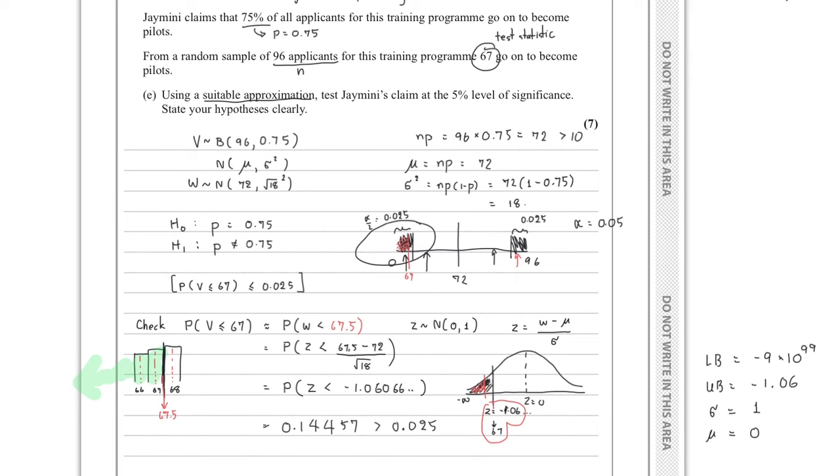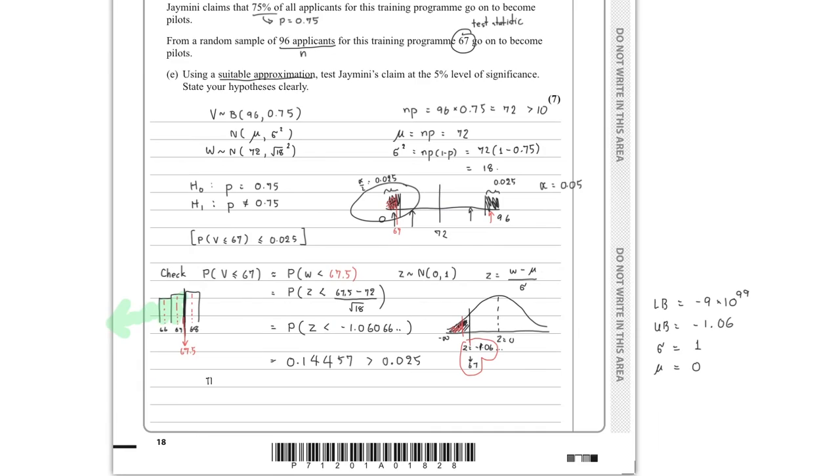When our test statistic is outside the critical region, we have to accept H0. That means there is insufficient evidence to reject H0. So that means we are going to accept H0. And this H0 is what Gemini's claim in the first place. So we can say that there is insufficient evidence against Gemini's claim.